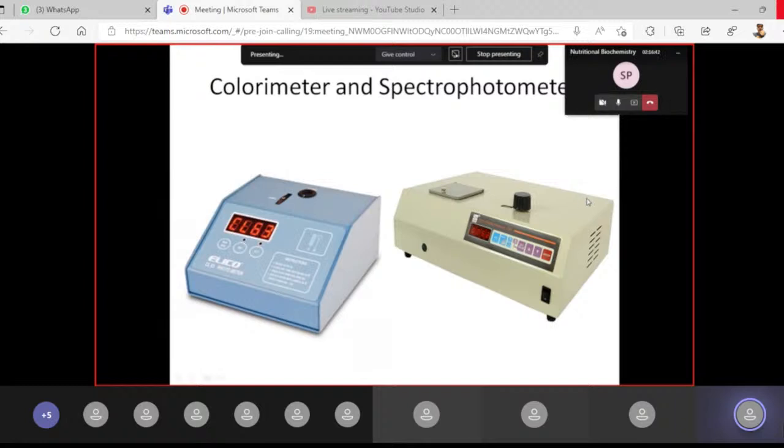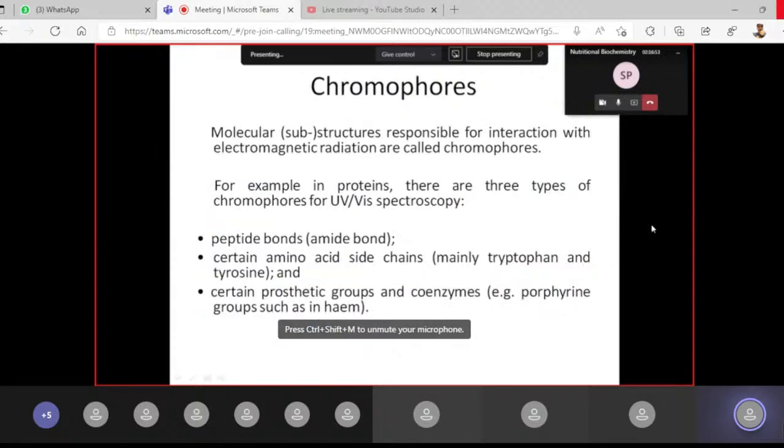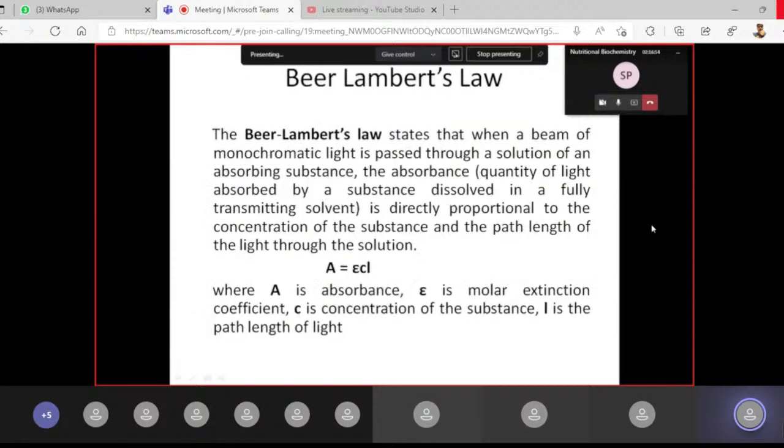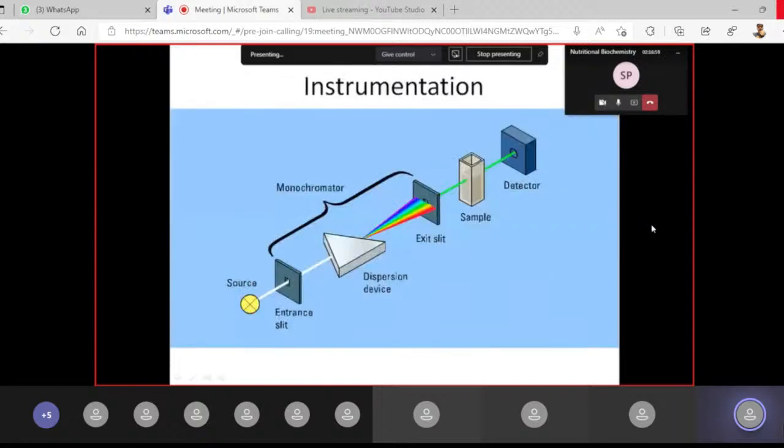Okay, so now I'll move on. Let's see the instrumentation. What are the parts of this colorimeter and spectrophotometer? Both have similar parts, a few differences I'll tell you. So you understood the first difference between colorimeter and spectrophotometer.